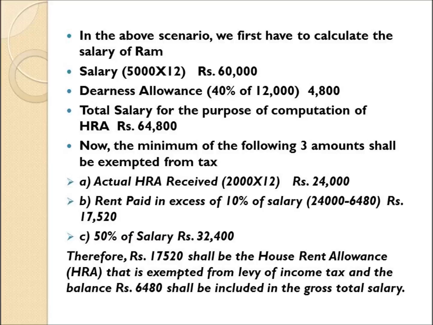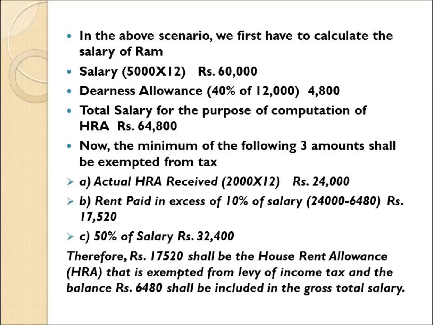Number two is rent paid in excess of 10% of salary. The rent was 2,000 per month. So for the whole year it will be 2,000 into 12, that is 24,000, minus 10% of salary. And salary for this purpose we have computed as 64,800. So 10% of 64,800 will be 6,480. We deduct this 10% of salary from the rent actually paid, that is 24,000, and we get 17,520.